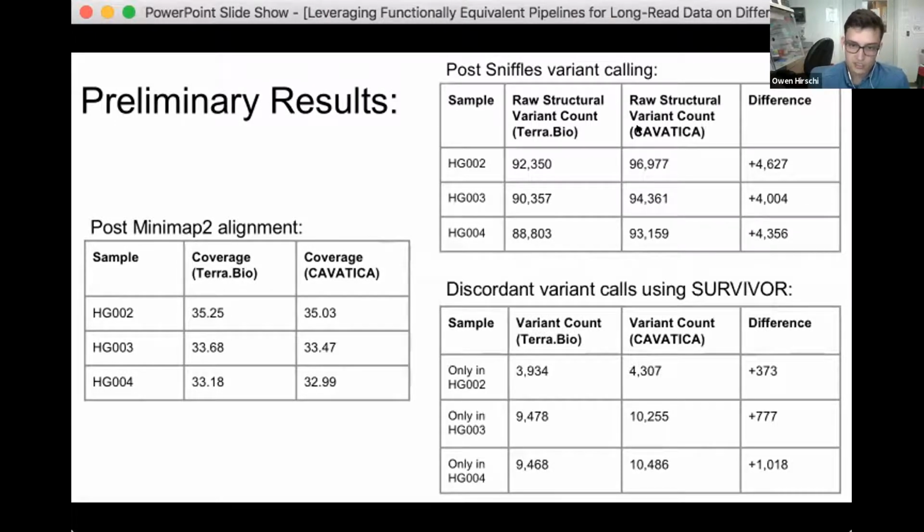Finally, when looking at discordant variants, or those found only in each sample, Cavatica again sees between 4,000 to 1,000 more variants per sample. And I would again like to emphasize this is using the same input FASTQ files, same reference genome, along with similar, if not perfectly identical, parameters for each of these tools.